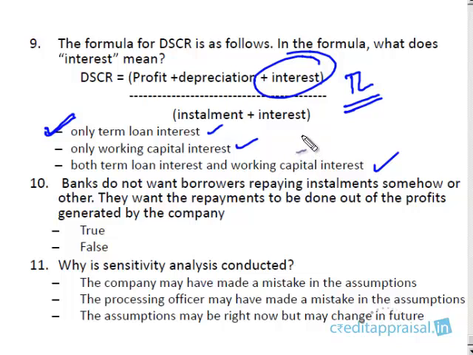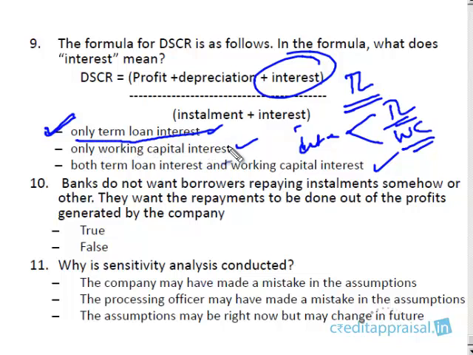So in the P&L account, in the CMA data, when you have an item called interest, don't take it straight away into the calculation of DSCR. You have to know what is the term loan interest portion and what is the working capital interest portion. So you have to take only the term loan interest portion. In the DSCR calculation, the interest which we use is only the term loan interest, right?